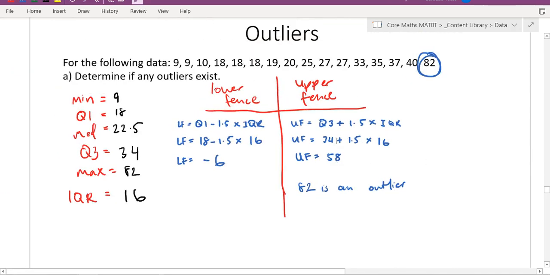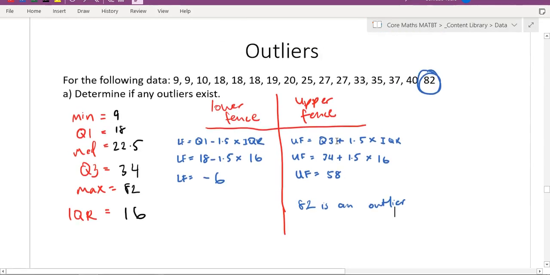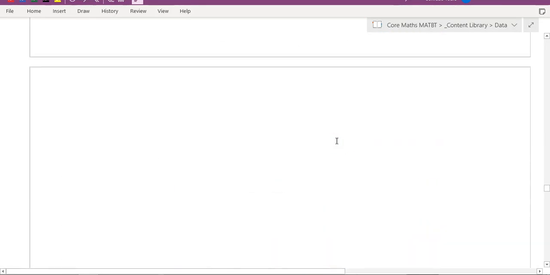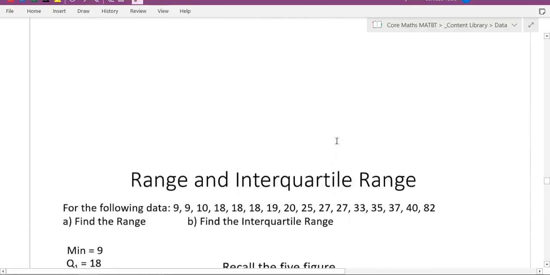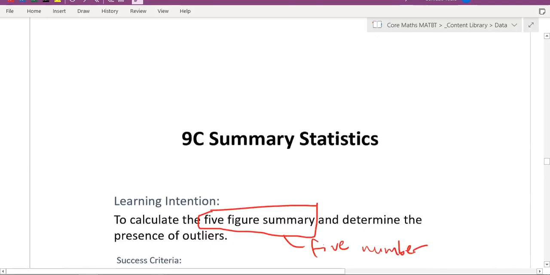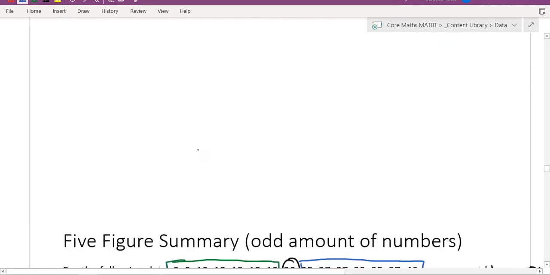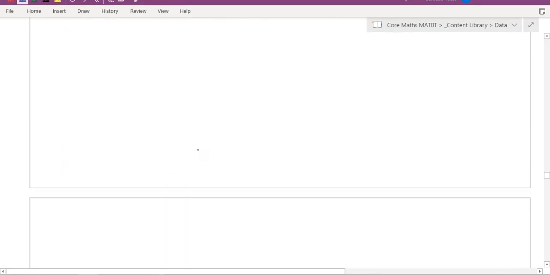Makes sense so far? Any questions with that? I think that might be it for this. So that's how you do your outliers. Really quickly, with our learning intention and success criteria, do we understand what an outlier is? Yes. Can we calculate the 5-figure summary? Easy. And upper and lower fence and outliers? Pretty straightforward. I'll upload this when I get the time, but watch over it again if you're not used to it.